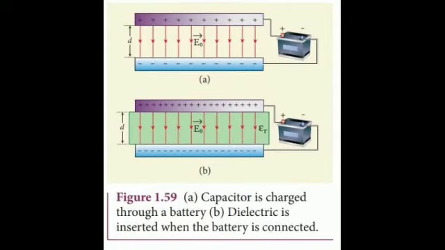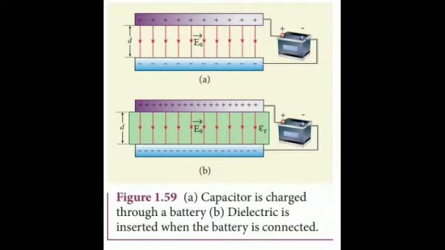When the battery remains connected to the capacitor. Let us now consider what happens when the battery of voltage V0 remains connected to the capacitor when the dielectric is inserted into the capacitor. The potential difference V0 across the plates remains constant, but it is found experimentally that when the dielectric is inserted, the charge stored in the capacitor is increased by a factor epsilon R. So Q is equal to epsilon R Q0.